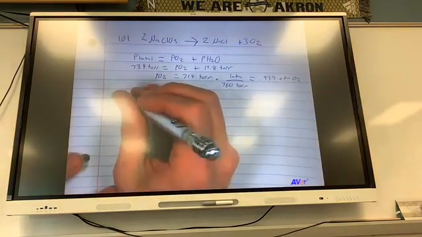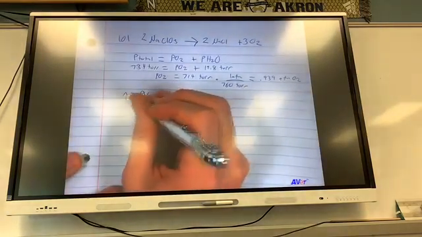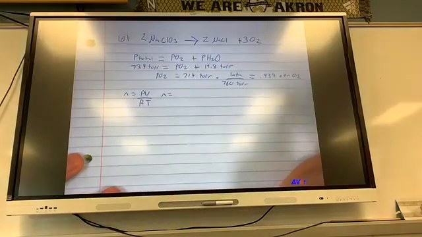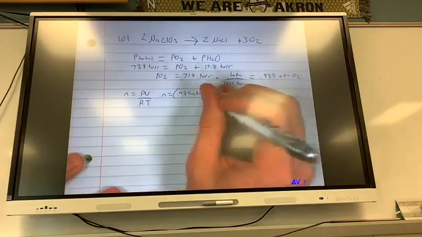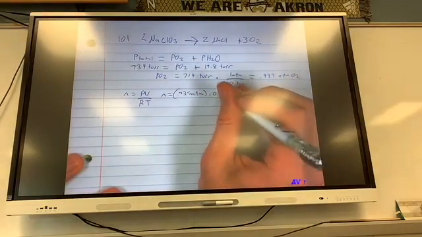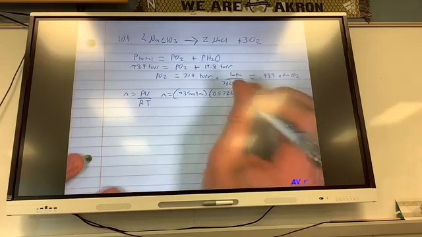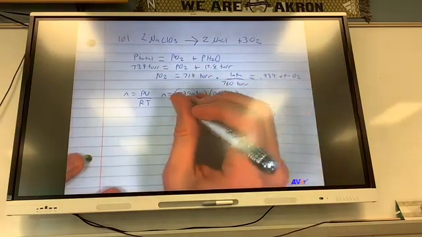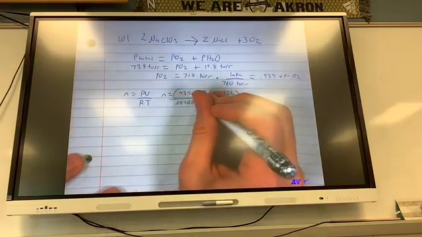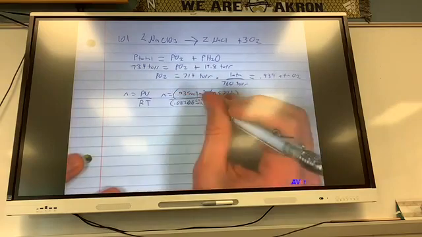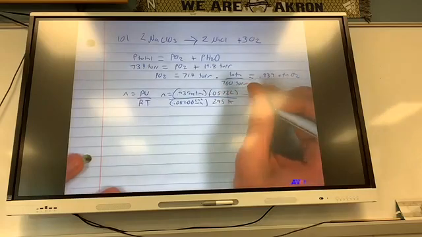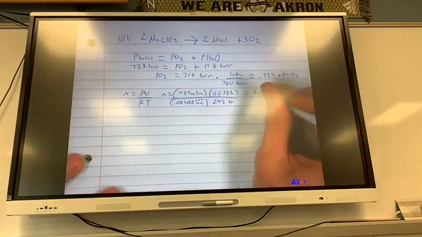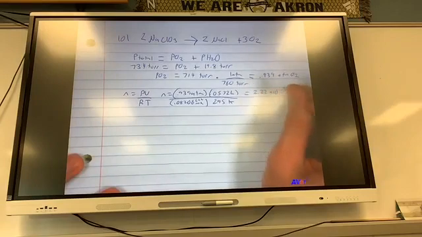N equals PV over RT. So N equals 0.939 ATM times 0.0572 liters, that was given, over 0.08206 liter atmospheres per mole Kelvin, times 295 Kelvin. That gave me 2.22 times 10 to the negative third moles of O2.